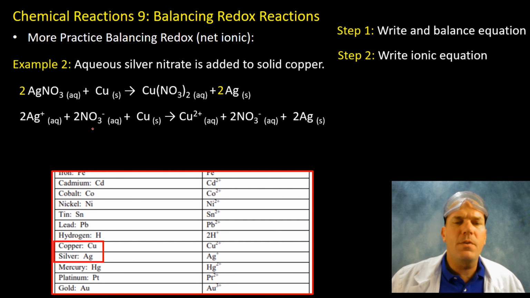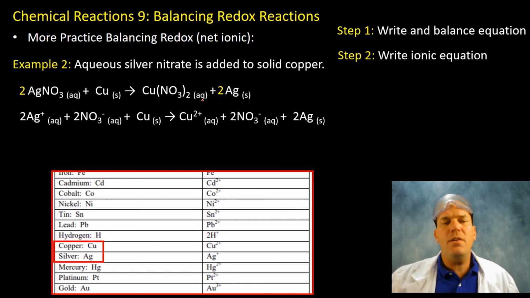Next, we're going to look for spectators on either side. As you can see, nitrate is a spectator ion, so we can cancel nitrate out, and we can write our net ionic equation.